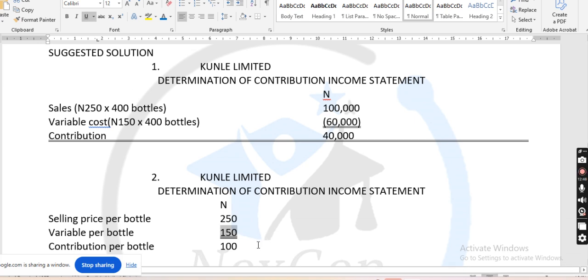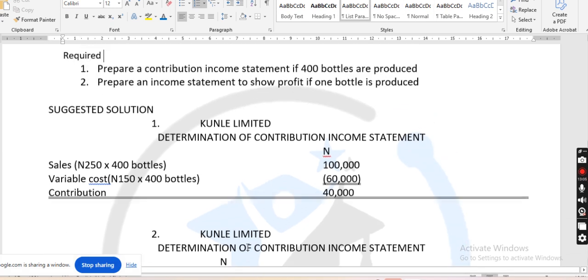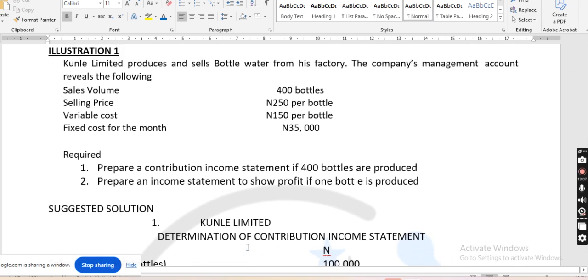And the question says that it is profit, not contribution. So you go further and say your fixed cost. The fixed cost you have to use is fixed cost per unit, because all you are doing here is per bottle. You will not use the total fixed cost. Class, you are given the total fixed cost. Fixed cost for the month is 35,000. This is total fixed cost.